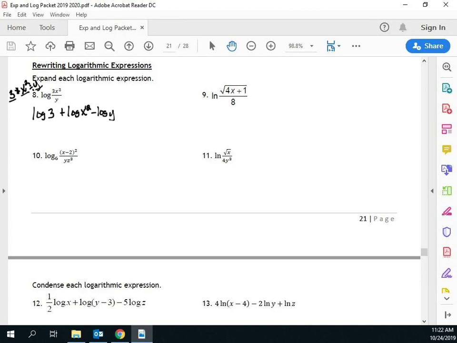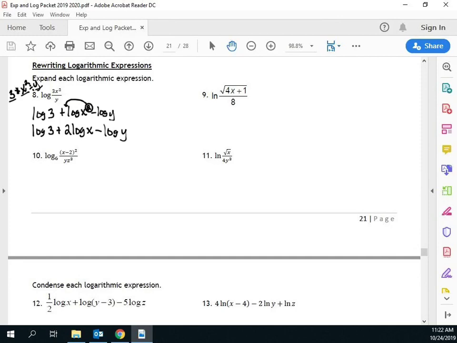The 2 needs to move in front. There you go. So again, you take every single item and you split it out. Does that mean the 3, which is just a constant, gets split out from the x squared? Yes, the coefficients get separated. Okay?